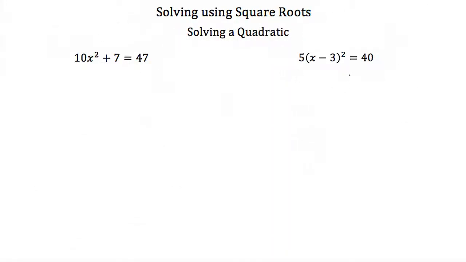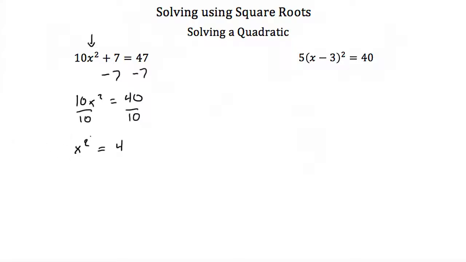So now that we know all the ways to use square roots, let's try using them to solve a quadratic equation. Here we have 10x squared plus 7 is equal to 47. What we're going to do first is get this x squared by itself on one side of the equal sign. So we'll subtract 7 from both sides, and we'll get 10x squared is equal to 40. Divide by 10 on both sides, and you'll get x squared is equal to 4.